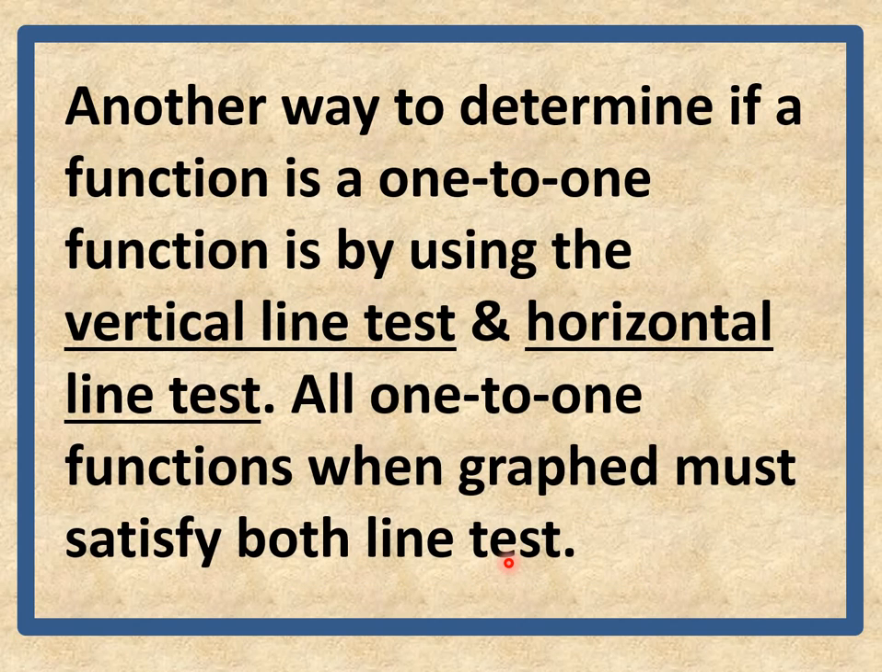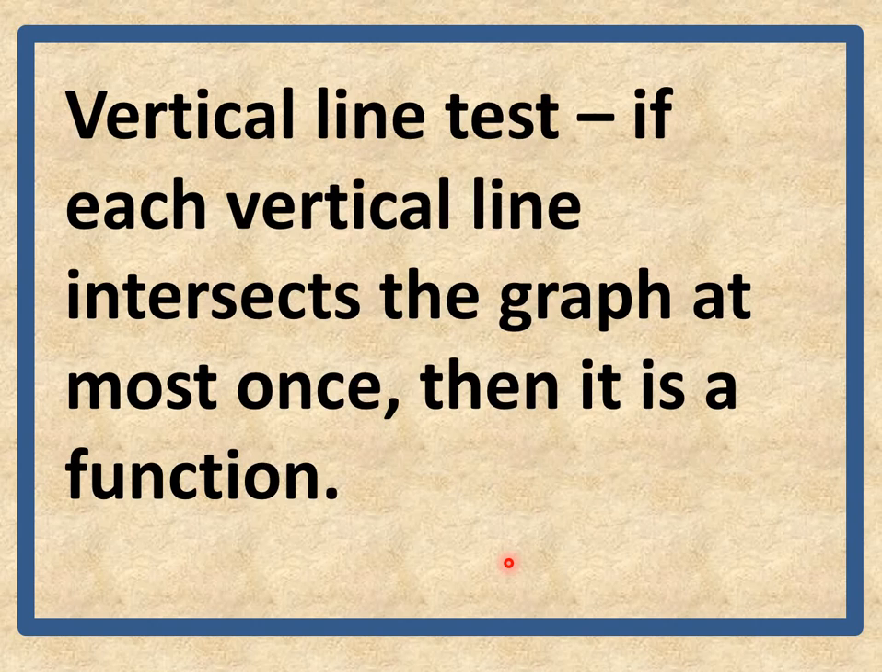Another way to determine if a function is a one-to-one function is by using the vertical line test and the horizontal line test. All one-to-one functions, when graphed, must satisfy both line tests. How is that? Vertical line test. If each vertical line will intersect the graph at most once, then it is a function. If the vertical line intersects the graph twice, 3 times, 4 times, then it is not a function. The most is once only to make it a function.